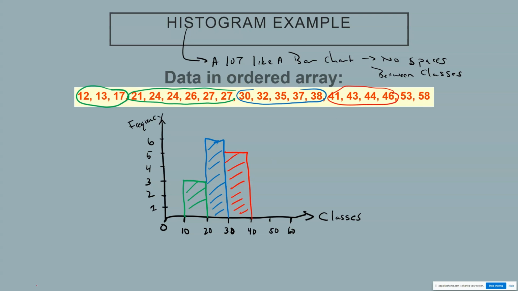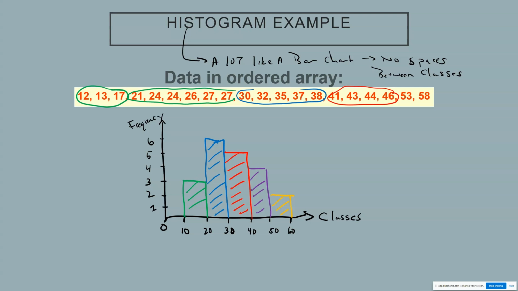There were 4 in the 40s. And then finally, there were 2 in the 50s. And this is what a histogram of the data set would look like. No spaces, and then as soon as one class ends, the next one immediately picks up.